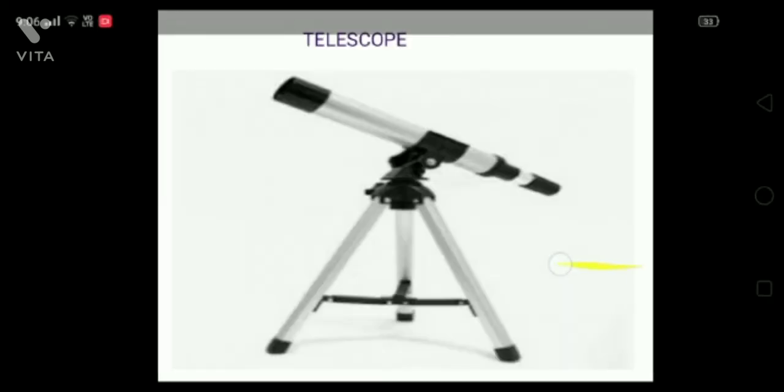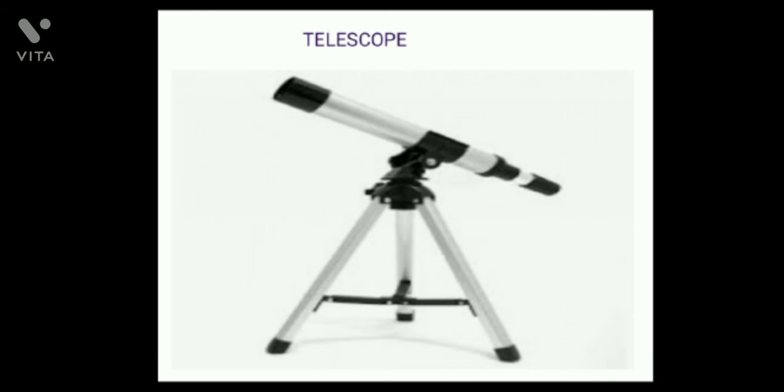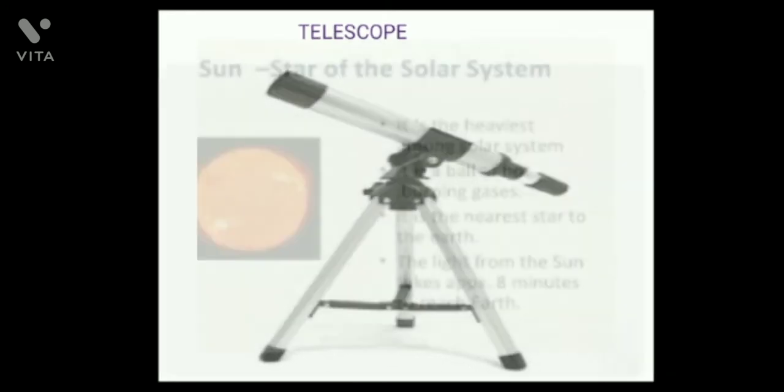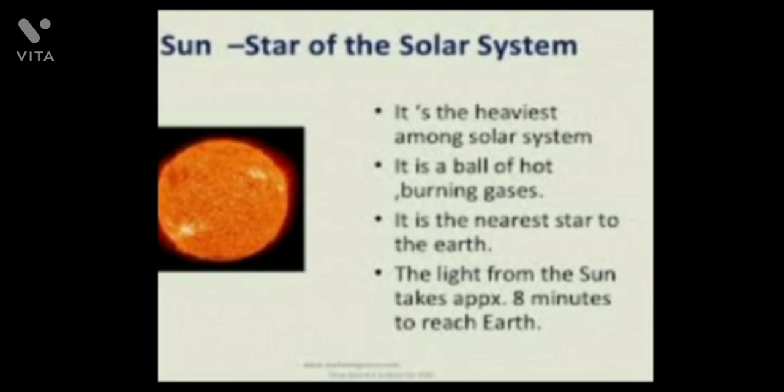Telescope, as you see in this figure, this is the picture of a telescope by which we are able to see the celestial objects in our space, in the universe: moon, stars, sun, planets. These are clearly visible by means of this telescope. So first we'll be discussing the sun.